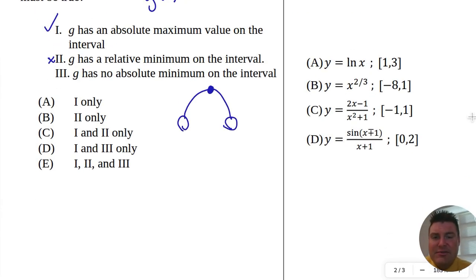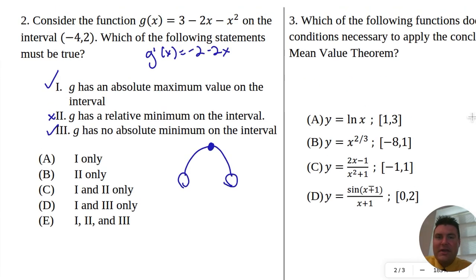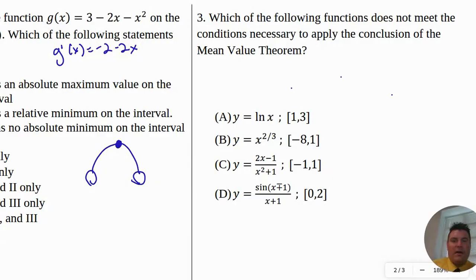G has no absolute min. Is that true? You bet it's true. Why is that true? Because the endpoints are open. There is no absolute minimum here because my endpoints are open. So 1 is true, 3 is true. Let's go ahead and circle D for the answer there. D for the win.